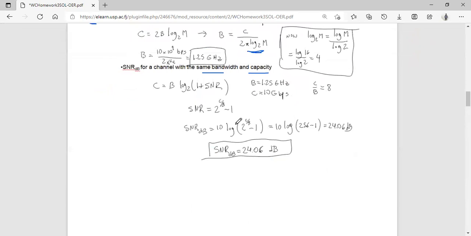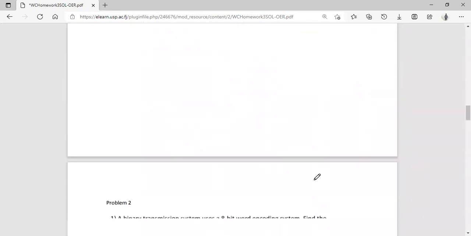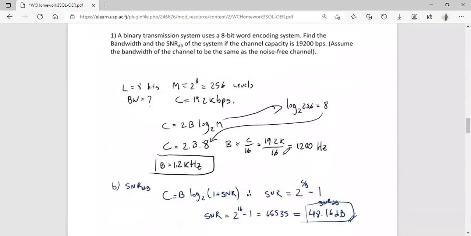Do you have any questions? So that completes our question number 1 of this tutorial. Anyone has any questions? Okay, let's move on to question number 2.